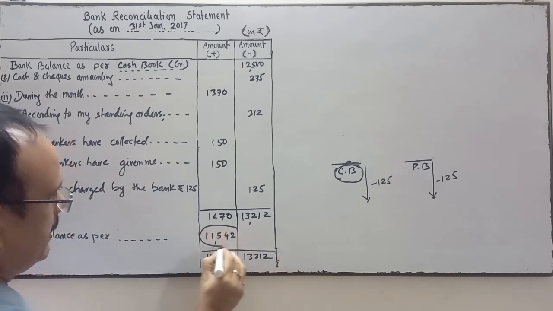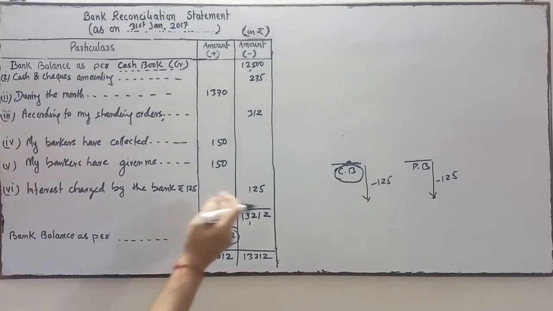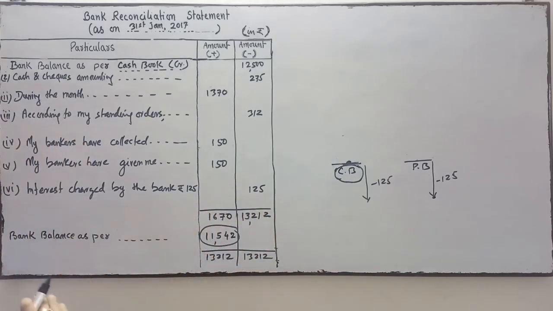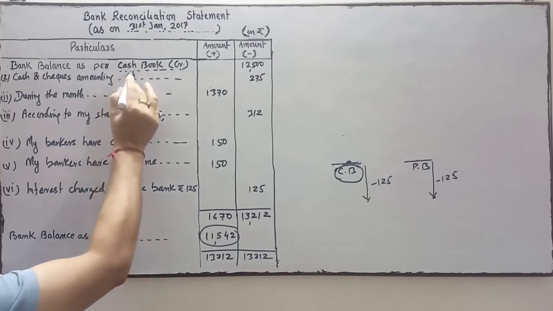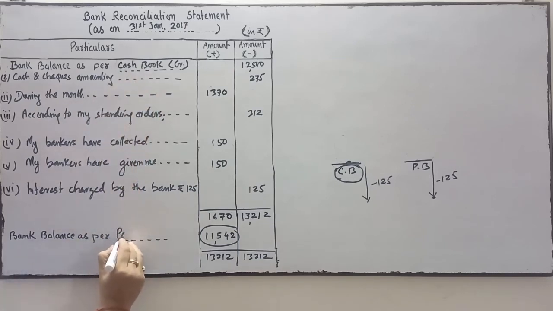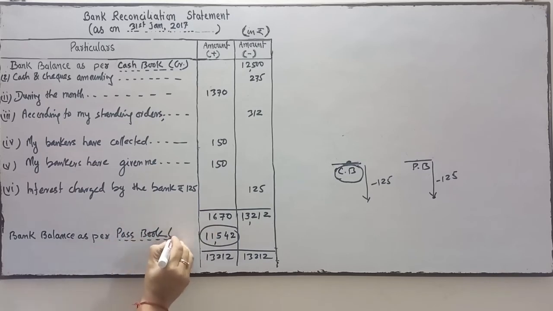So what does this difference indicate? Minus is more than plus. It means the bank balance as per cash book is the starting point, so the answer will be bank balance as per passbook. When the minus is more and plus is less, it means it's a debit balance in the passbook, a withdrawal. It's an overdraft balance. It indicates the overdraft. It's a debit balance.